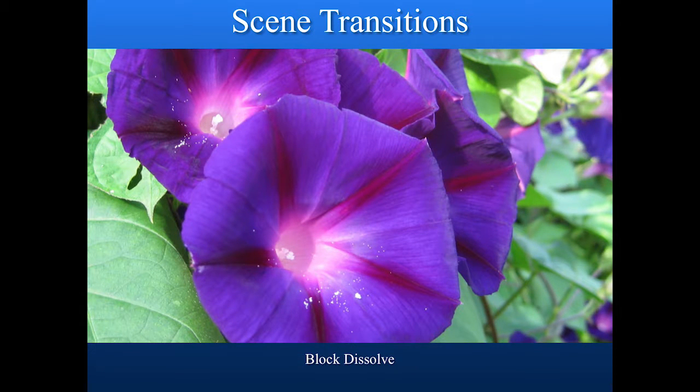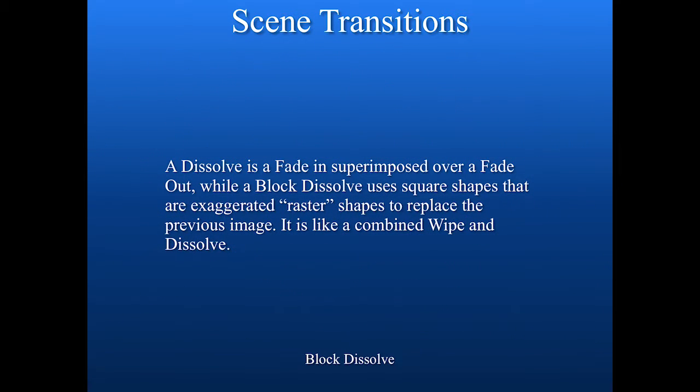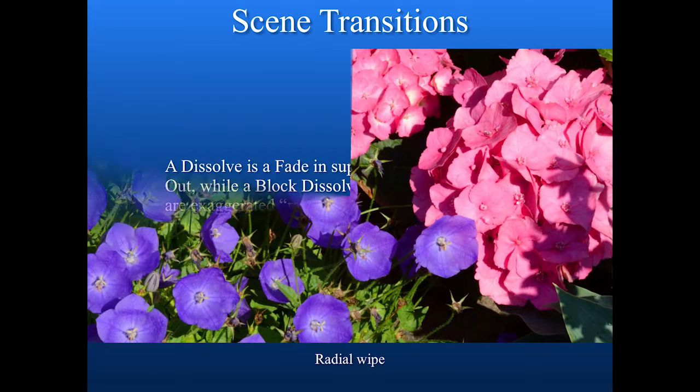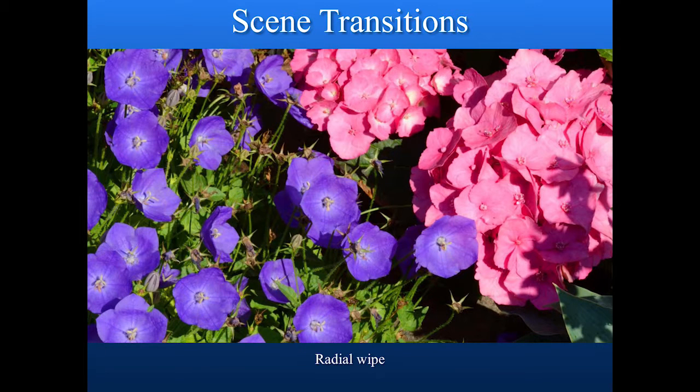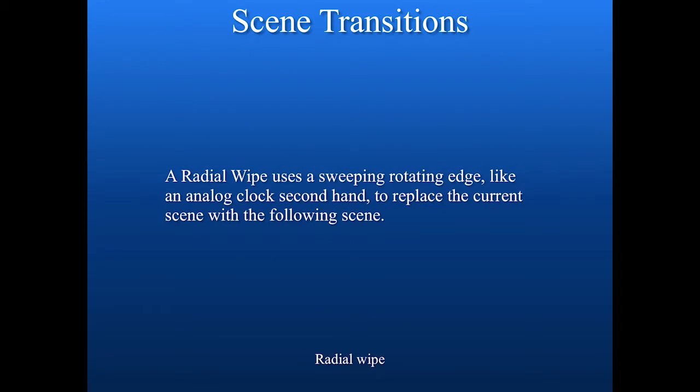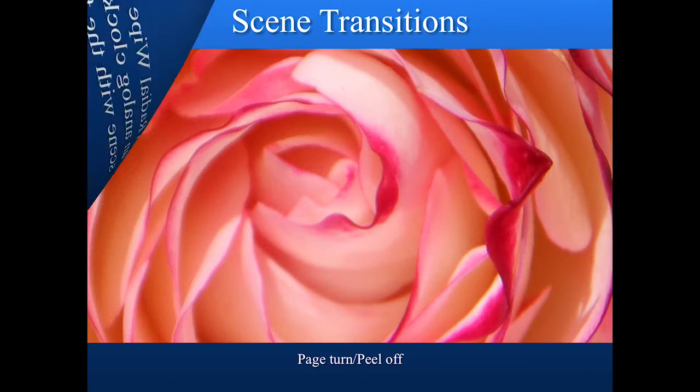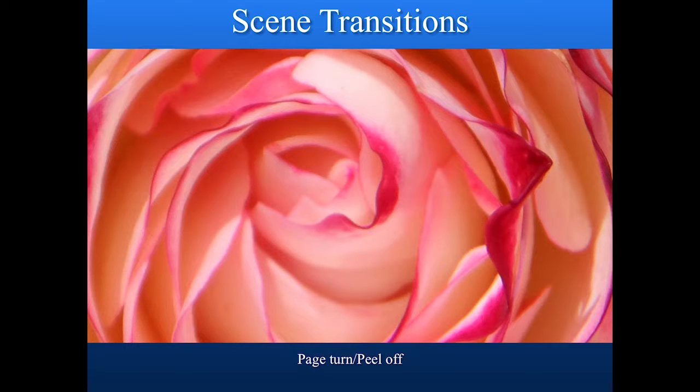A block dissolve. A dissolve is a fade-in superimposed over a fade-out, while a block dissolve uses square shapes that are exaggerated raster shapes to replace the previous image. It is like a combined wipe and a dissolve. A radial wipe. A radial wipe uses a sweeping rotating edge, like an analog clock second hand, to replace the current scene with the following scene. A page turn or peel off.